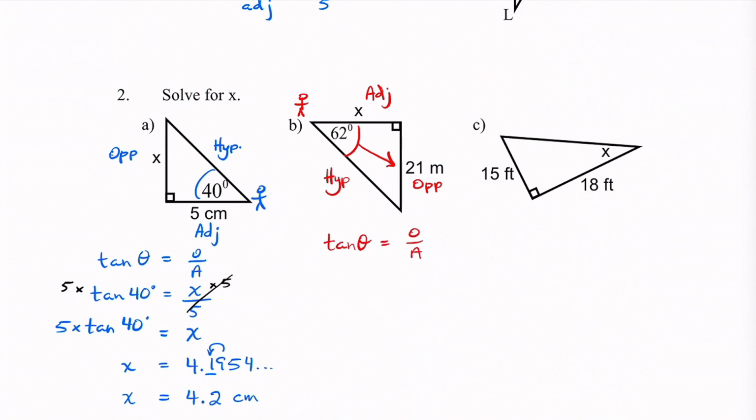Okay, so start with a ratio. And then we're going to fill in the ratio. So tan of theta, theta was 62 degrees. Opposite was 21 meters. And then adjacent we had was x. Okay, and now with this one, I'm going to show you guys a trick. Whenever you have x here in the bottom, what you can do is you can switch tan 62 with x. Okay, and mathematically that will still be correct.